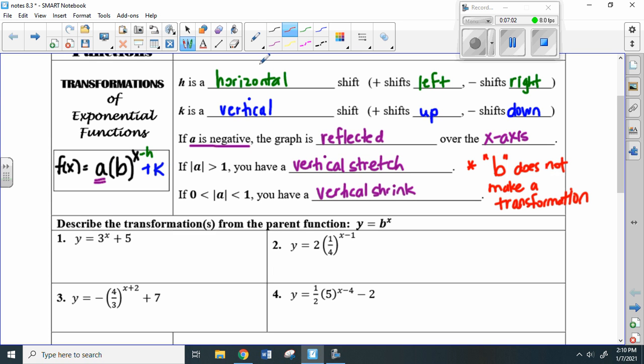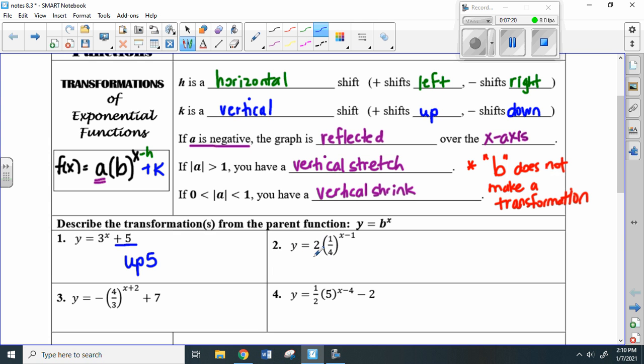All right, so in number 1, I know it's tempting to say something about the 3, but that's not a transformation. The only transformation is the plus 5, and it's an up 5. All right, because look at the difference between 1 and 2.